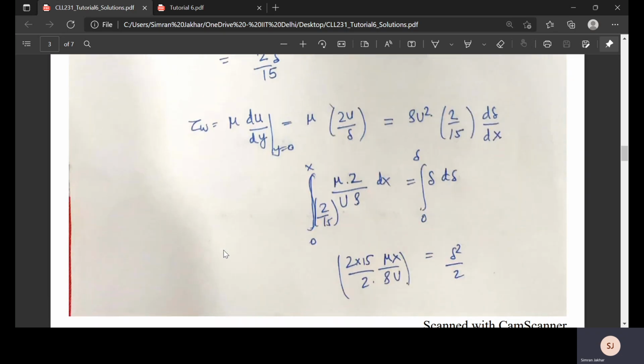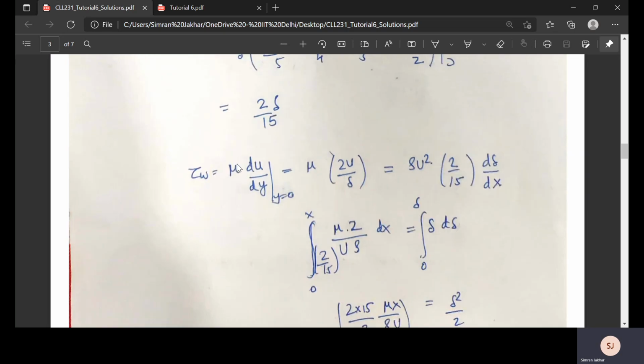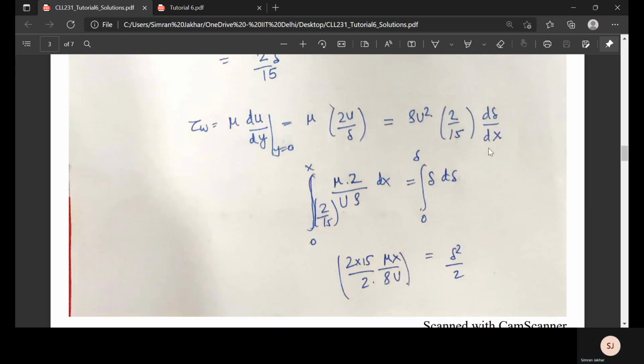So we know that tau w will be equal to mu times du by dy at y equals 0, that is, at the wall. We can differentiate velocity with respect to y, and substitute y equals 0. So it will come out to be 2 mu U by delta. You can equate both the tau expressions, and integrate the right hand side and the left hand side.